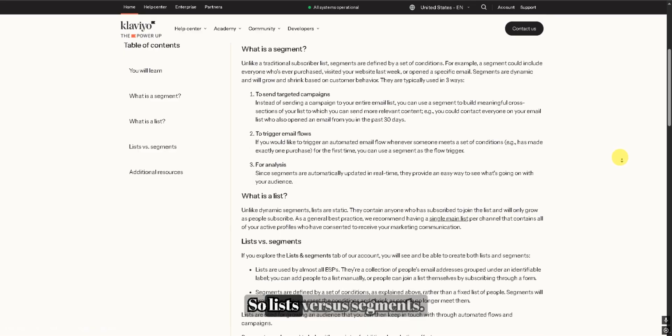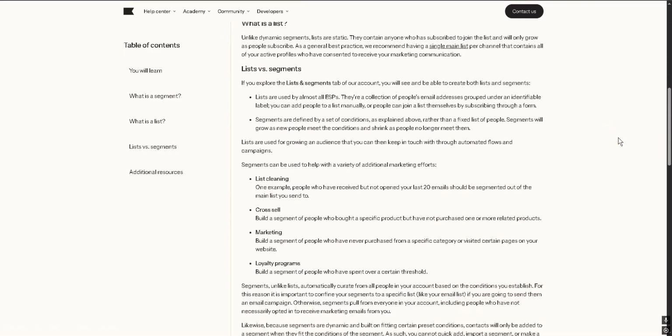So, lists versus segments. If you explore the lists and segments tab of your account, you will see and be able to create both lists and segments. Lists are used by almost all ESPs. They're a collector of people's email addresses grouped under an identifiable label. You can add people to a list manually, or people can join a list themselves by subscribing through a form.